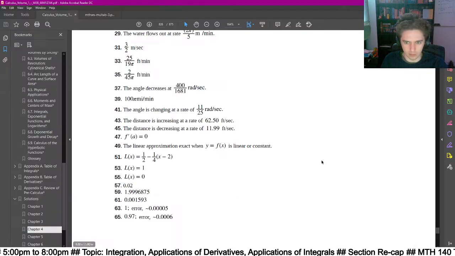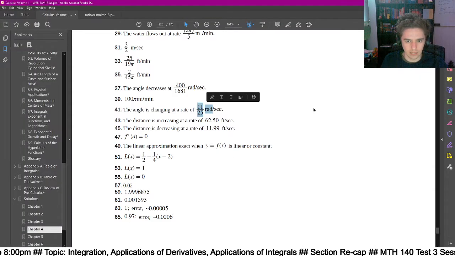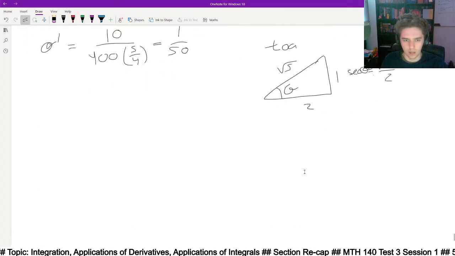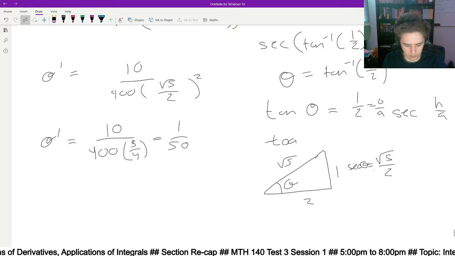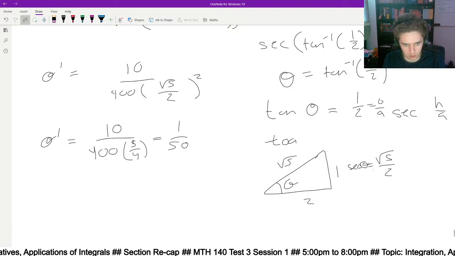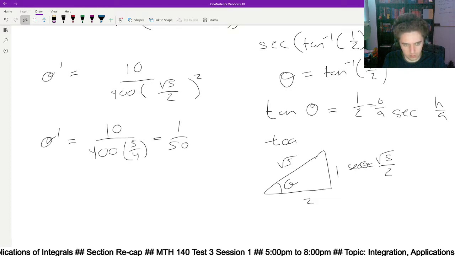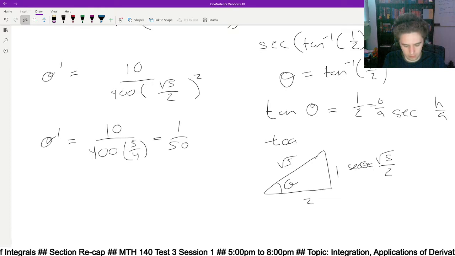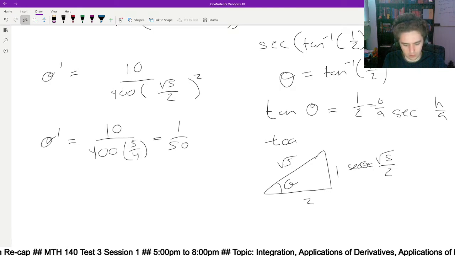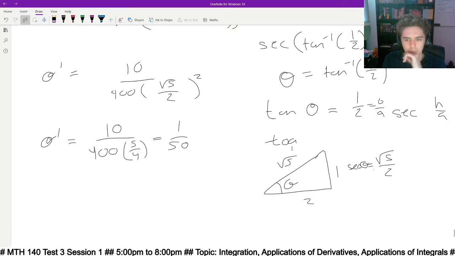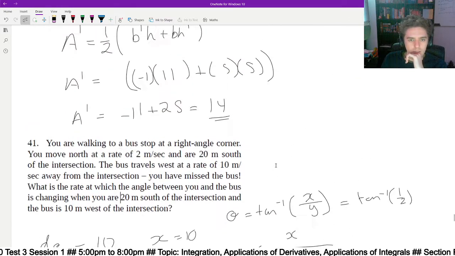Unless I did some mental math at the end, you're wrong. 11 over 25, not 1 over 50. Did I do this wrong? Let's just see what 10 over 400 is. Yeah, no, that should be right. My math at the end here is right, so where did it go wrong? Let's see from the beginning.